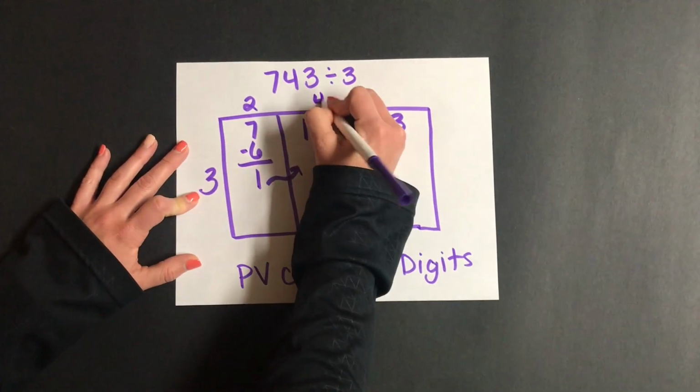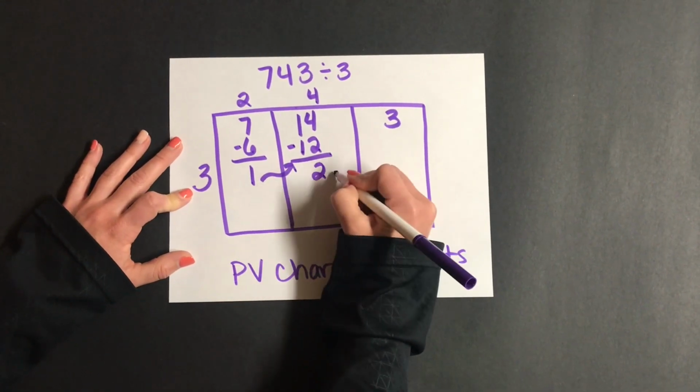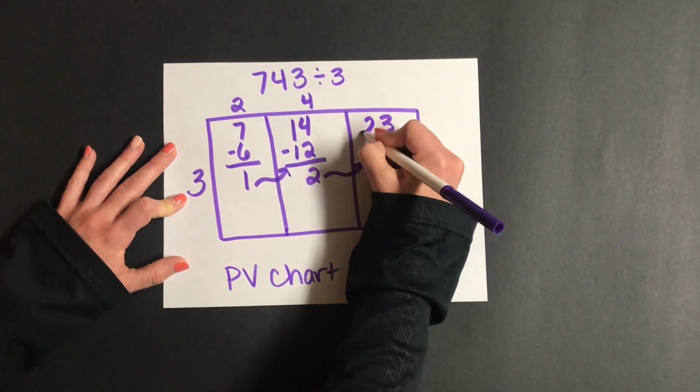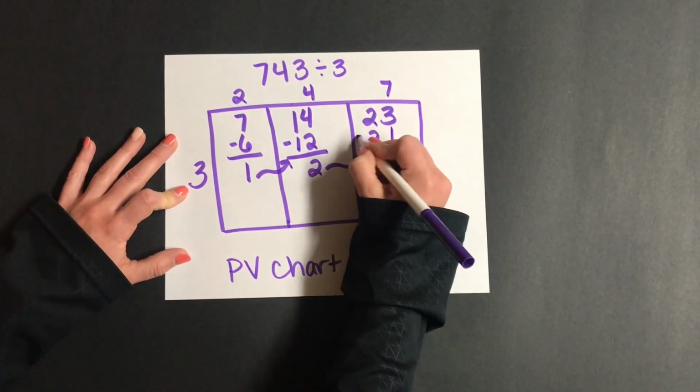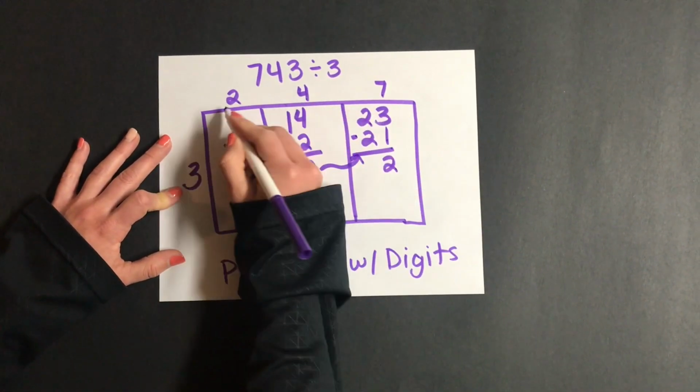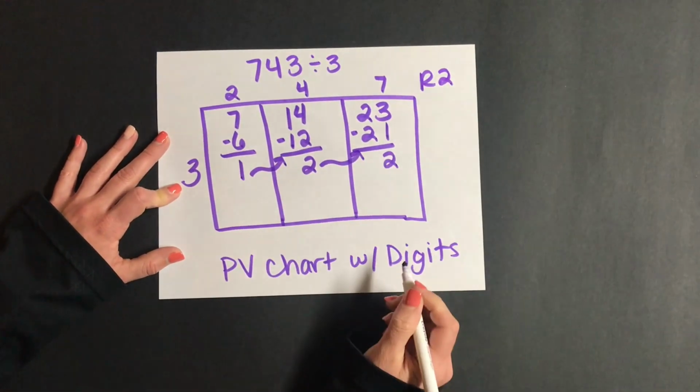3 times 4 gives me 12. It's the closest I can get to 14. That 2 is gonna go over to the next place value. And then 3 times 7 is the closest I can get, and that gives me 21. So then our answer is not in expanded notation anymore. It's just written as a regular number.